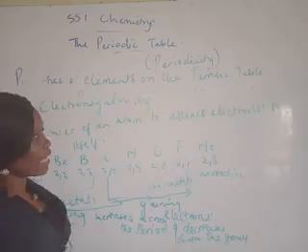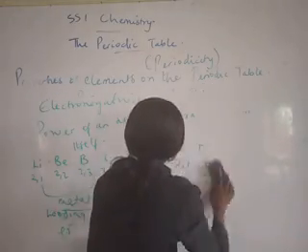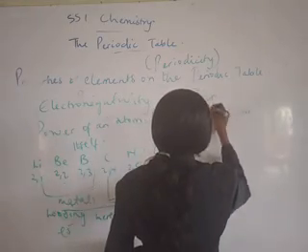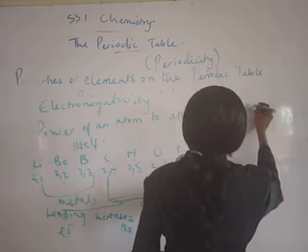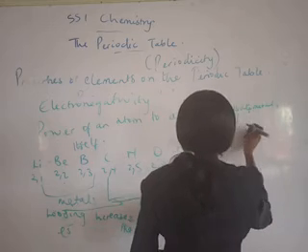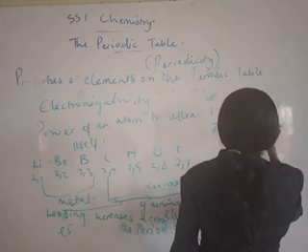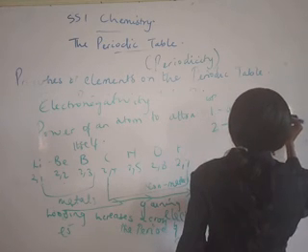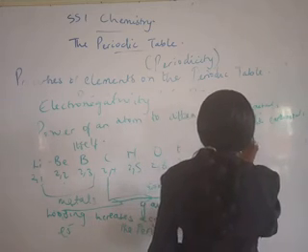But quickly, we talked about classification of elements of the periodic table. From group one, these are their names. Group one elements are called alkali metals. Group two, they are called alkaline earth metals. Group three, they are called the boron family.